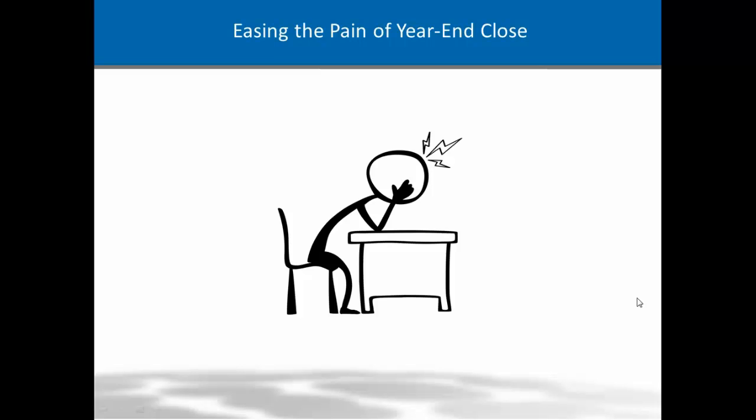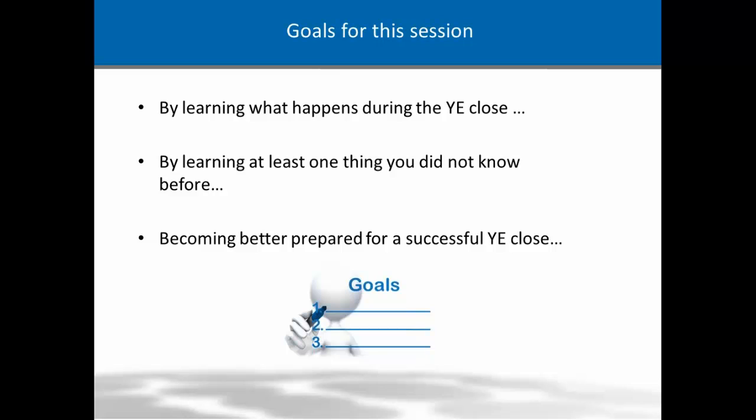So I don't want anyone to look like this at year-end close. That's what we're having this seminar for: to get you through all the bumps and bruises that happen. And the best way to do that is to prepare for it. So the goals for the session are to learn what happens during the year-end close, learn at least one thing you did not know before, and become better prepared for a successful year-end close.